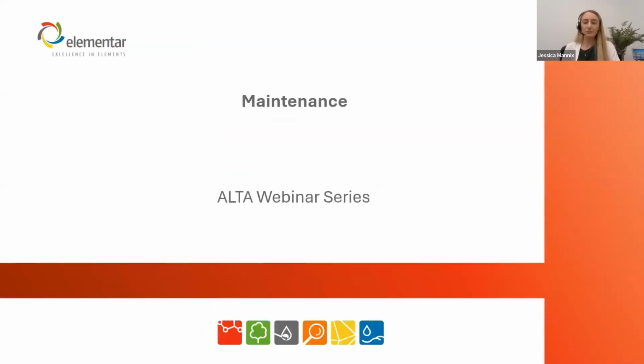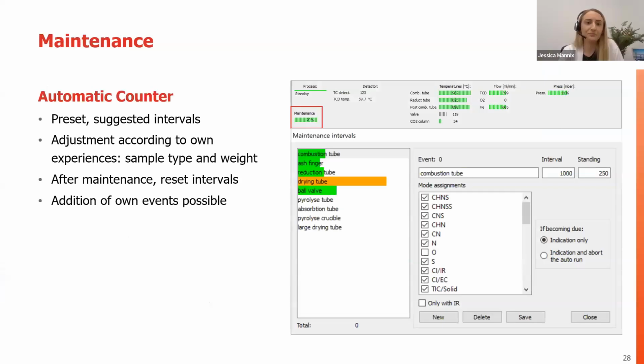Righty. So we talked a little bit about what an analyzer looks like, what the parts are. We talked a little bit about what needs to be done before the sample is analyzed in terms of sample preparation. And now we'll talk about how to take care of the instrument. What does it look like to own or operate an elemental analyzer?